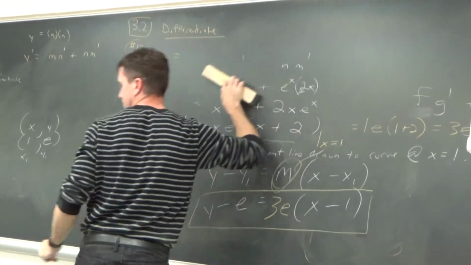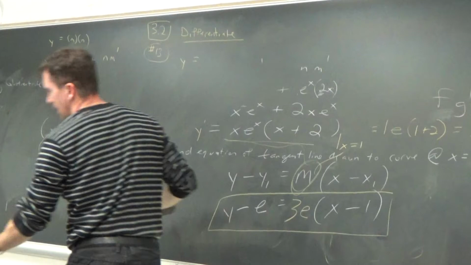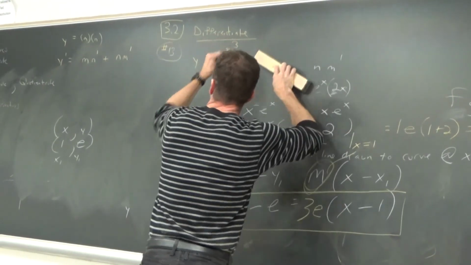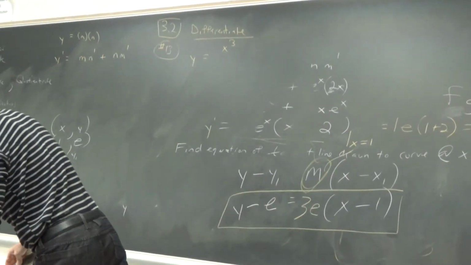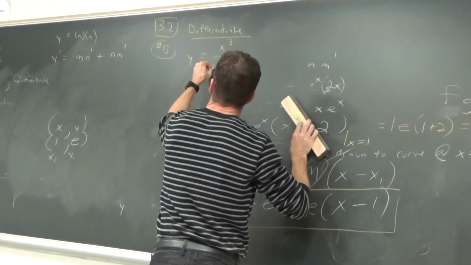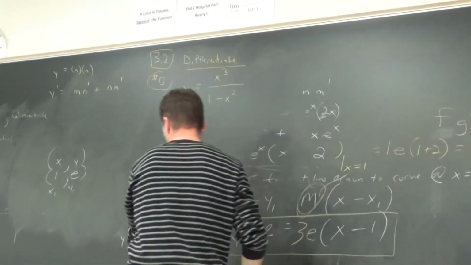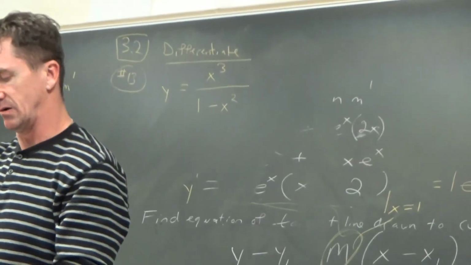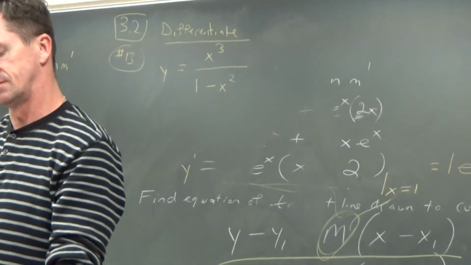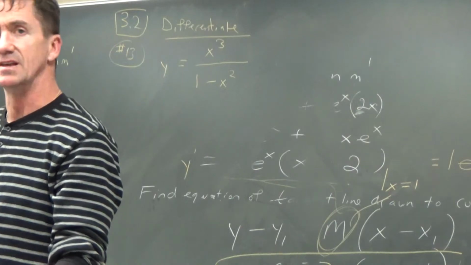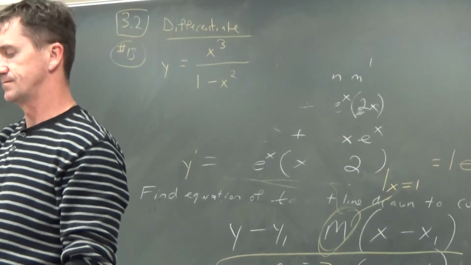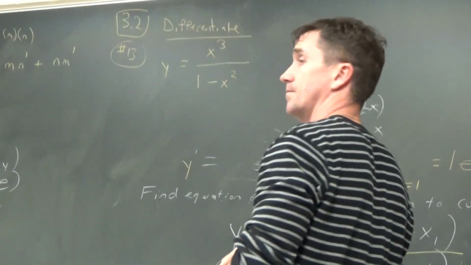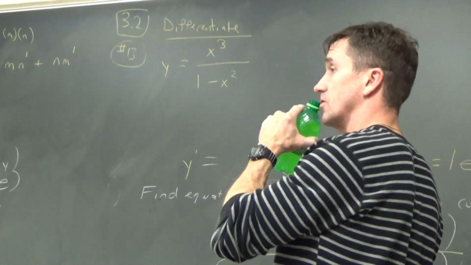What equals x squared, no, x cubed over 1 minus x squared. So this is brand new now. This is brand new. We need a rule.